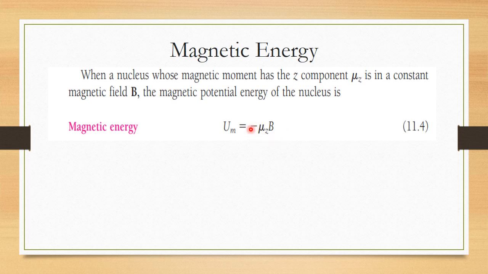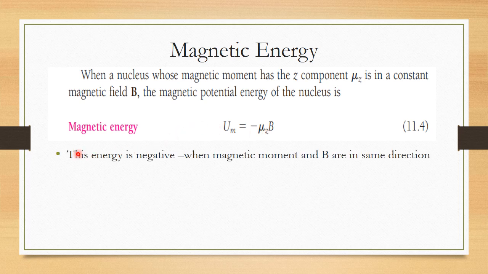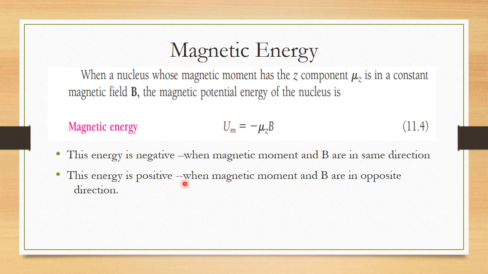So mu Z is the component of the magnetic moment along the direction of the magnetic field. So minus mu ZB is the amount of magnetic potential energy gained by that nucleus. This magnetic energy is negative when the magnetic moment and magnetic field, mu and B, are in the same direction. This energy is positive when mu and B are in opposite directions.